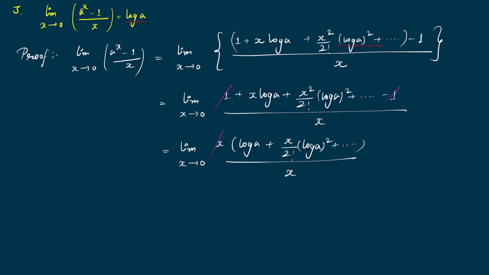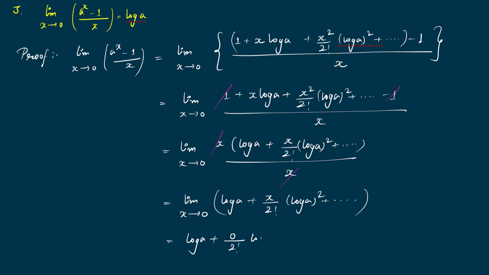So the numerator x and denominator x cancel out. This is equal to limit x tends to 0 of log a plus x by 2 factorial (log a) whole squared plus up to infinity. Now we can distribute the limit, so if I put x equals 0, then we remain with log a plus 0 by 2 factorial (log a) whole squared plus up to infinity. From here everything will be 0, so only the first term remains, that is log a, and hence proved.